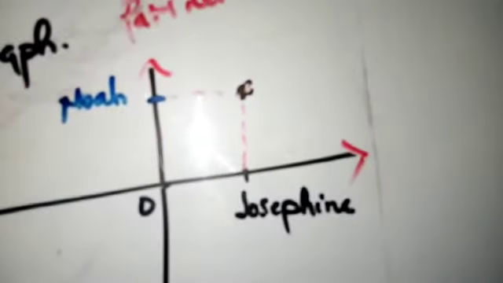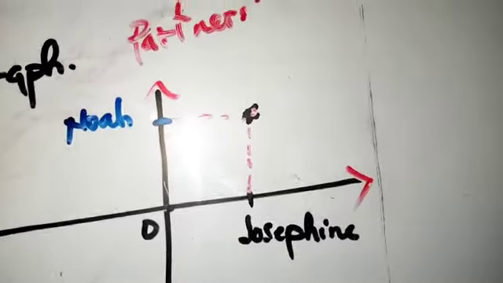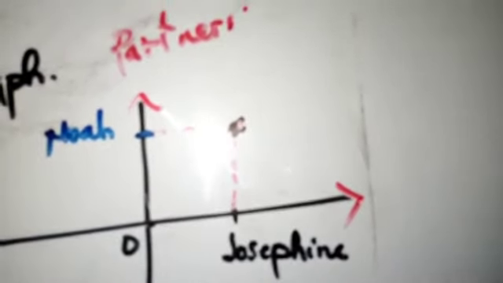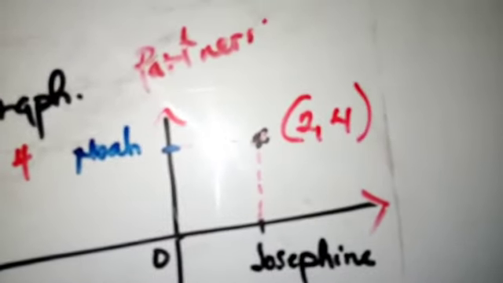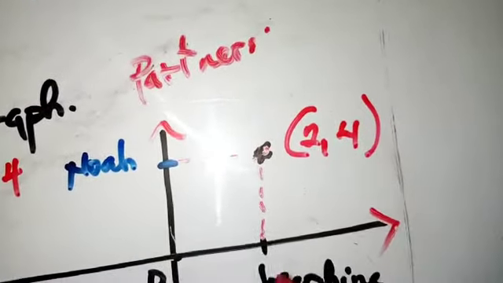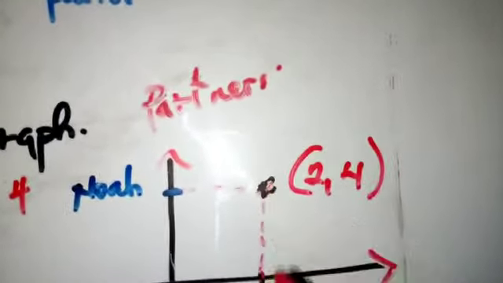In other words, mathematically, let's say here is 2 and here is 4. So the point here will be (2, 4). Meaning that Josephine is 2 and her partner is 4. So here is 2, and then you locate the 4 on this side. Where they intersect is exactly where they are supposed to be. This is the graphical representation.